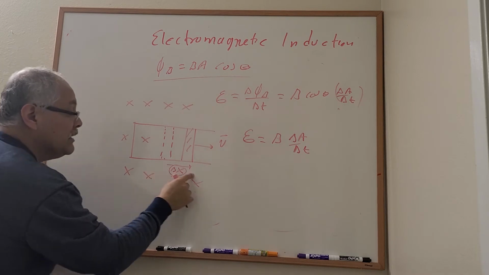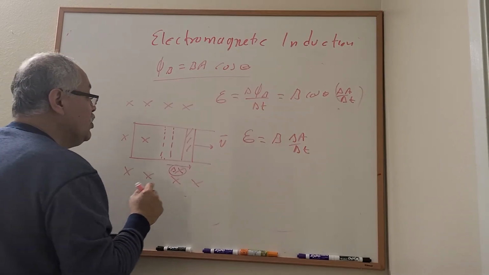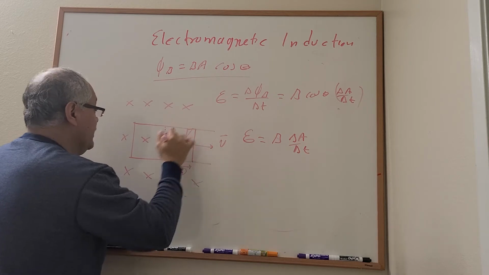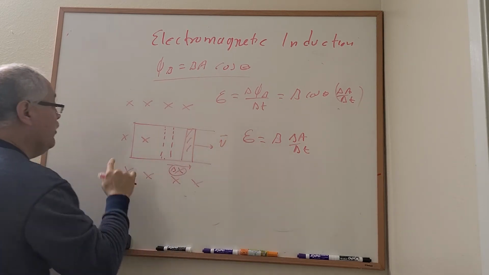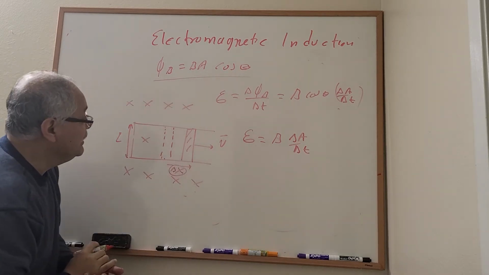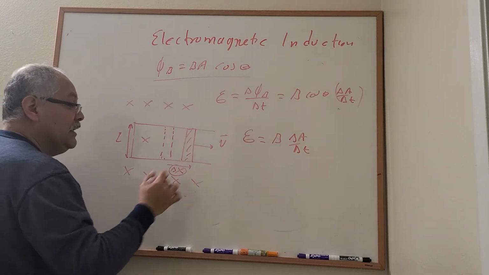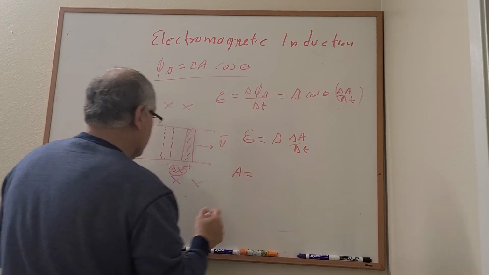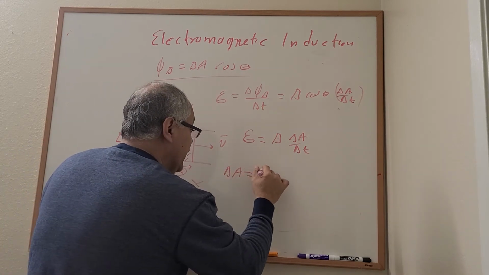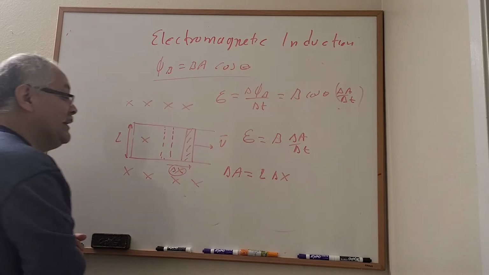Now, let's see how much the area is changing in this process. Imagine that the length of this conductor is L, from here to here. This is L, the length of this bar, this conductor. And what should then be the change in area? The change in area is equal to L times the change in x. L times the change in x, that's the change in area. Correct?